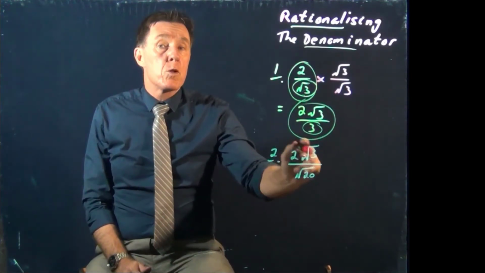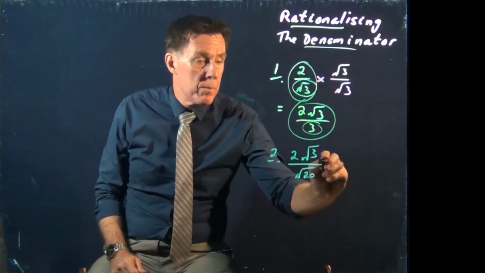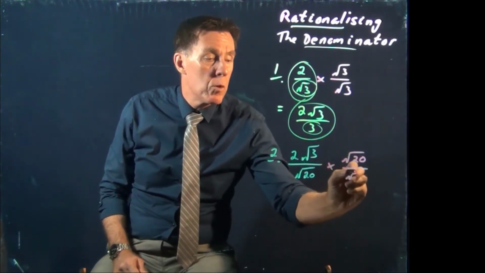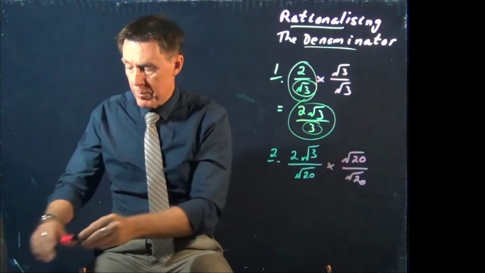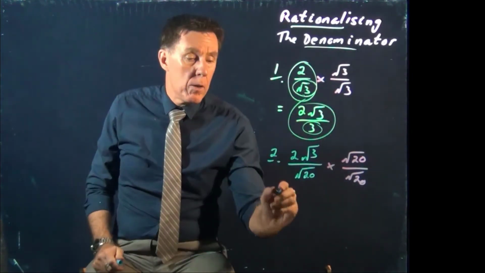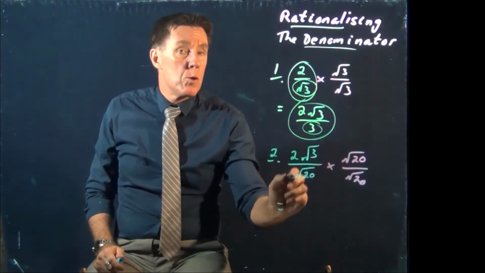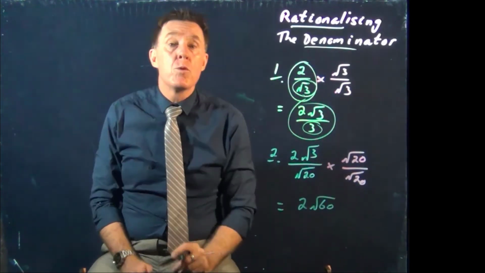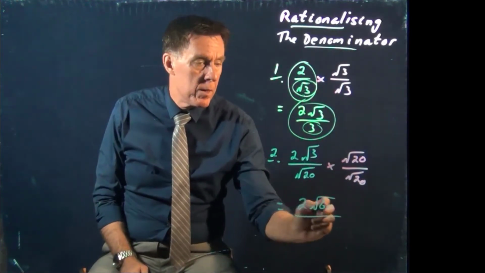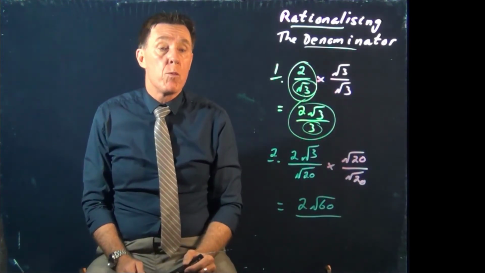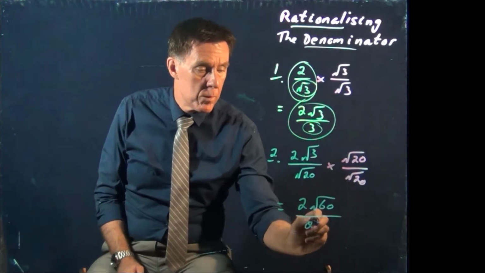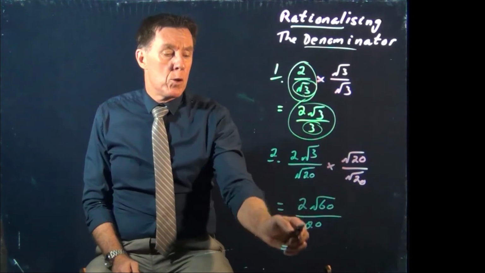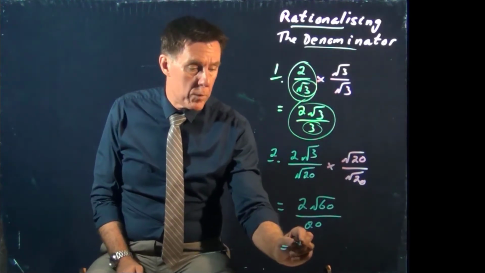I want to get rid of the surd off the bottom. So the surd is root 20. So I'll multiply the top by the square root of 20, and I'll multiply the bottom by the square root of 20. The top line now looks like 2 root 3 times root 20, which is going to be 2 root 60. Root 20 multiplied by root 20 is 20. From there, 2 on 20 cancels down to 1 over 10.